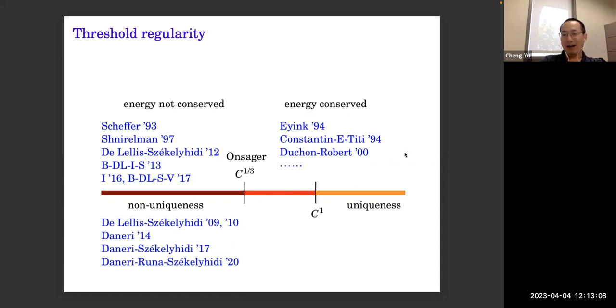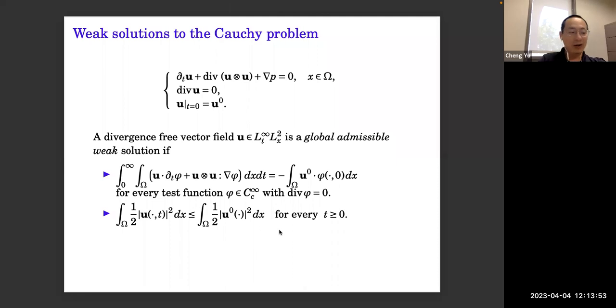So this part is the energy conservation result, and this part is where energy is not conserved. For energy conservation, the main tool is the commutator lemma to handle the weak limit and the nonlinear term. And for the energy not conserved part, the main tool is the convex integration tool. Okay, so that's a quick review for the similar problem for the incompressible fluids.